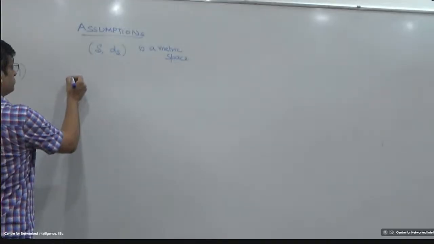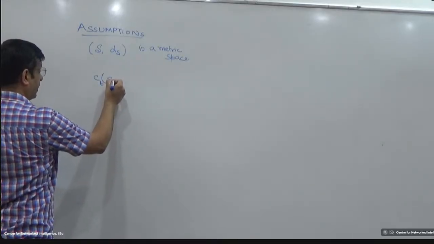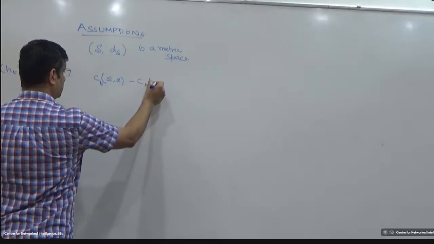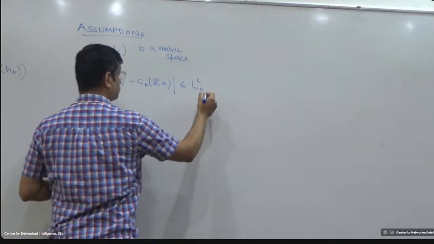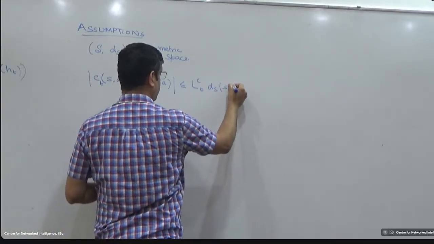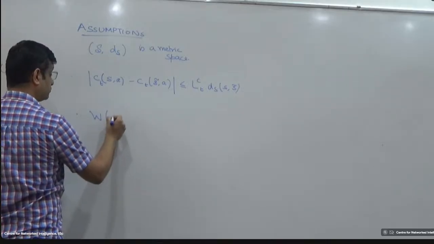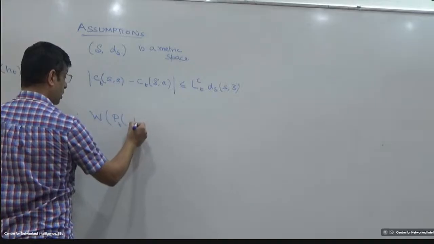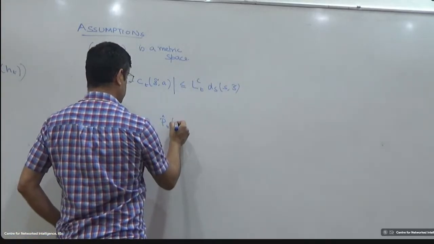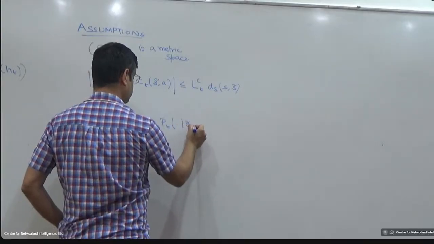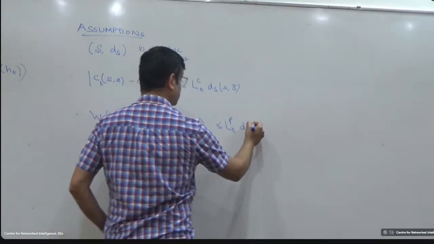In addition to that, I'm going to assume that the cost is Lipschitz. So if I look at the cost for some state S and A, and the cost at some other state S tilde and A, this is going to be less than or equal to some Lipschitz constant depending on the cost times the distance between S and S tilde. And I'm also going to assume that my dynamics are Lipschitz. So when I look at the Wasserstein distance between the distribution starting from state S and A and the same distribution starting from some other state S tilde and A, this Wasserstein distance is less than or equal to some constant times the distance between the two states.